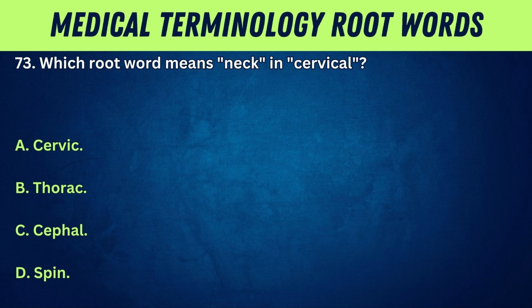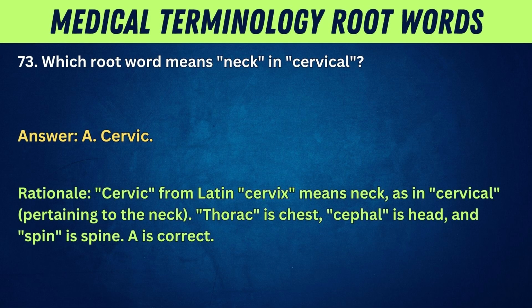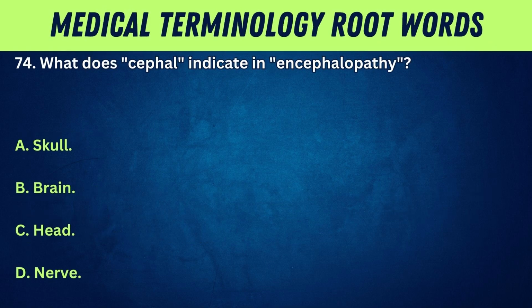73. Which root word means neck in cervical? A. Cervic. B. Thorac. C. Cephal. D. Spin. Answer. A. Cervic. Rationale. Cervic from Latin cervix means neck, as in cervical, pertaining to the neck. Thorac is chest, cephal is head, and spin is spine. A is correct.